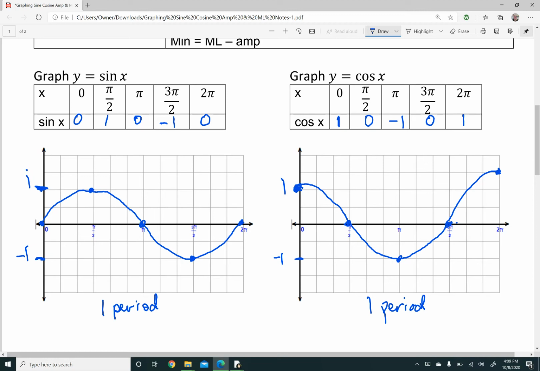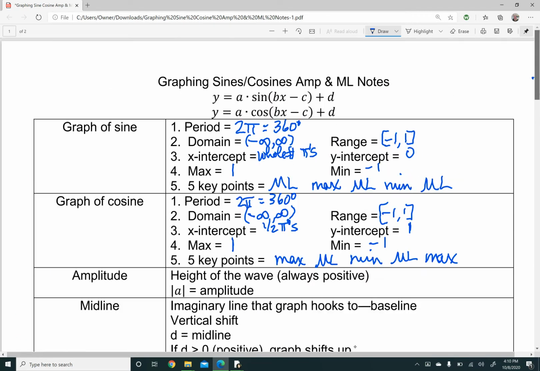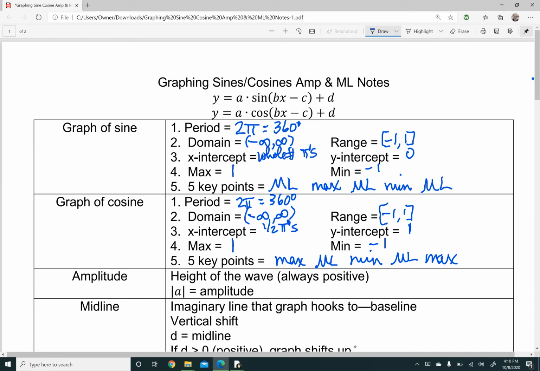All right, so what do these other numbers do? Well, the number out front, out here, is the height of the wave. That's our amplitude, okay? And it's always positive, so that's why we use the absolute value of A. So that number out front is our height of the wave, it's our amplitude. And D, so the absolute value of A is amplitude, and D is our midline. It shifts our graph. It's like our baseline. So it shifts our graph up and down. So this number out here shifts the graph up and down. This number makes the wave taller or shorter, okay?